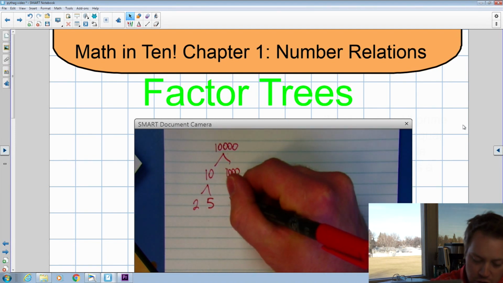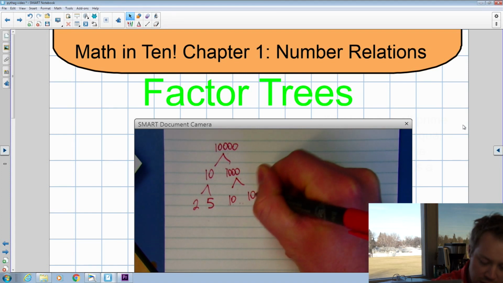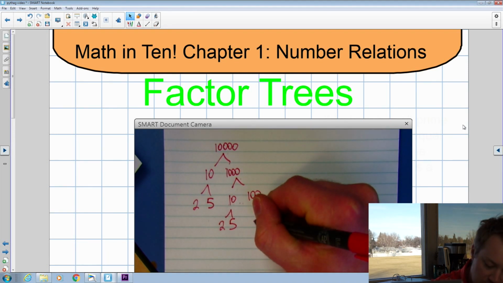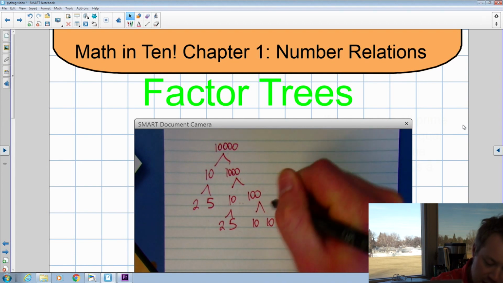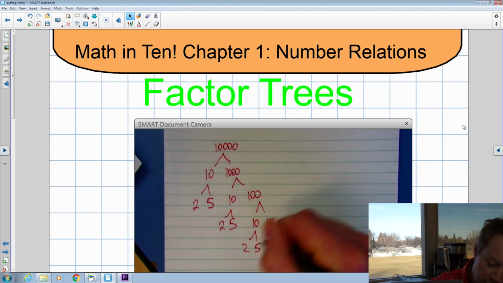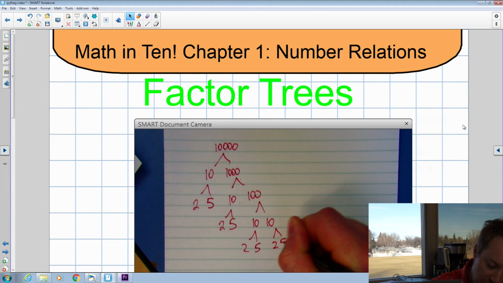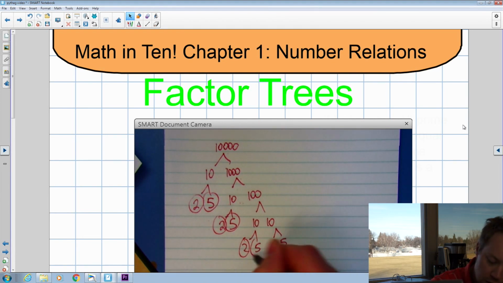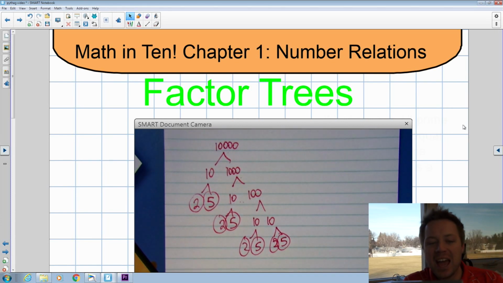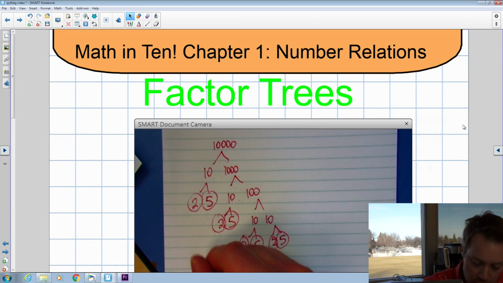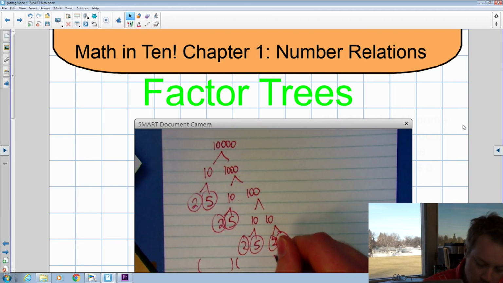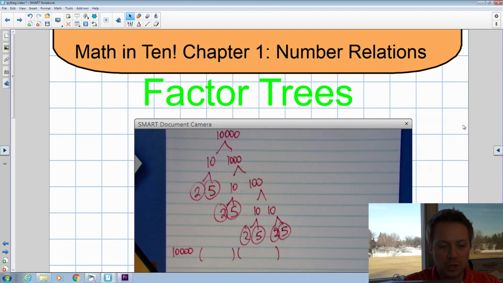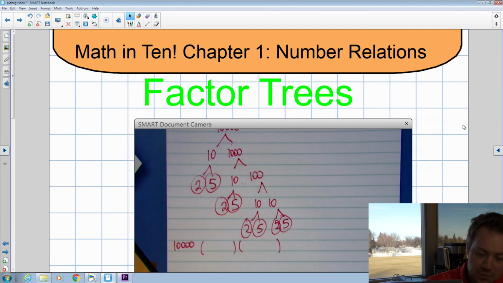1,000 breaks down into 10 and 100. 10 breaks down into 2 and 5. 100 breaks down into 10 and 10. 2 and 5, 2 and 5. So I'm going to circle all of my prime factors, and what I've got here is the opportunity to put these into two equal groups.